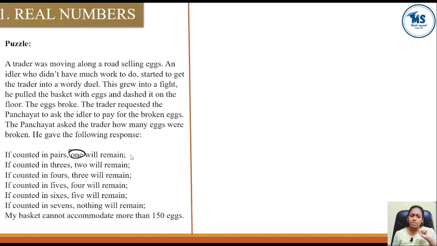So let us transform this into an equation. Let A be the number of eggs. According to the first statement, A is equal to 2 into B plus 1. He is counting in pairs, so let's say there are B number of pairs, and 1 will be left out. B can be any integer depending on the number of eggs he has.